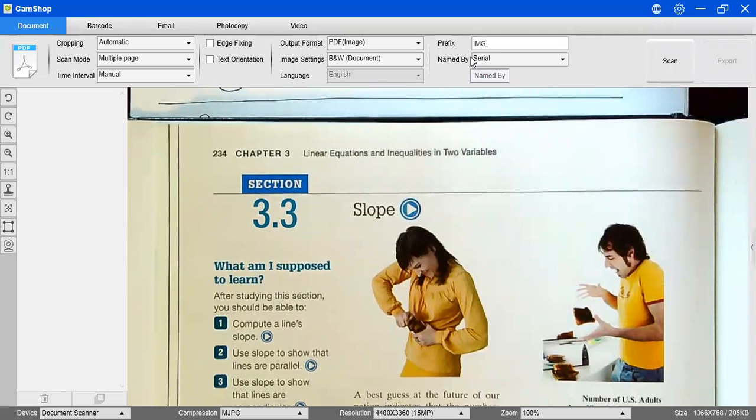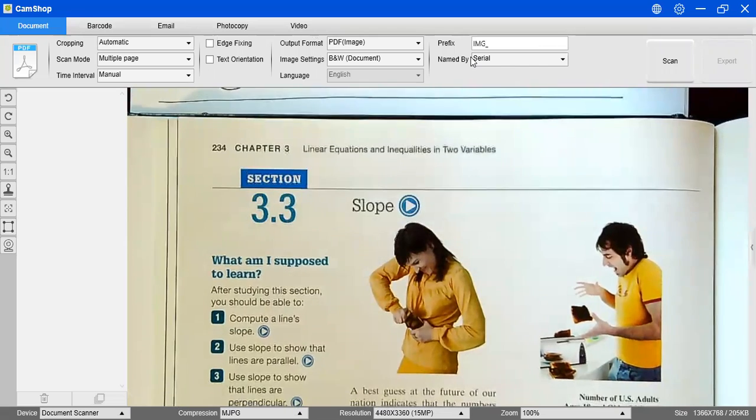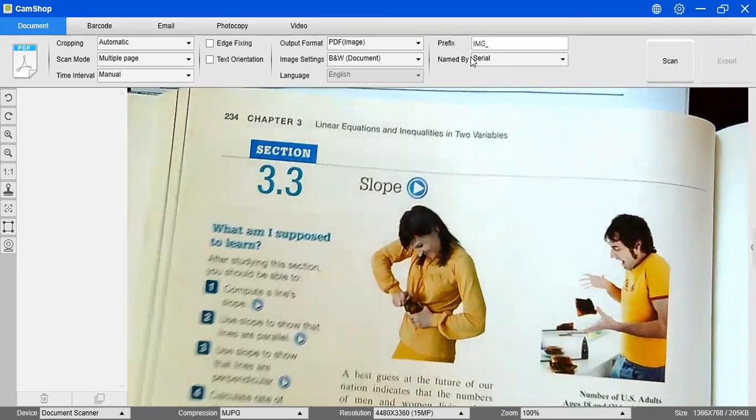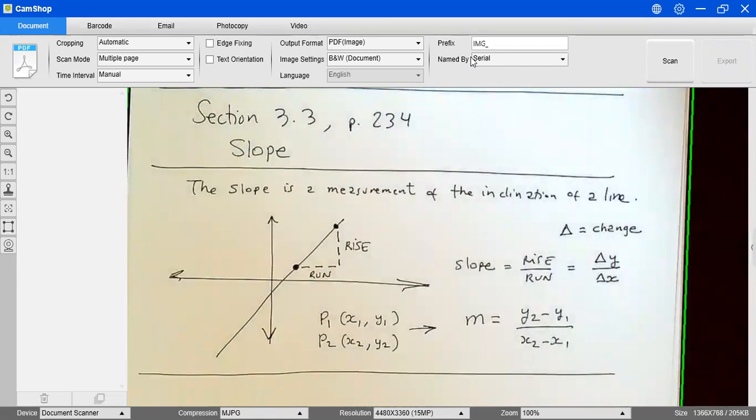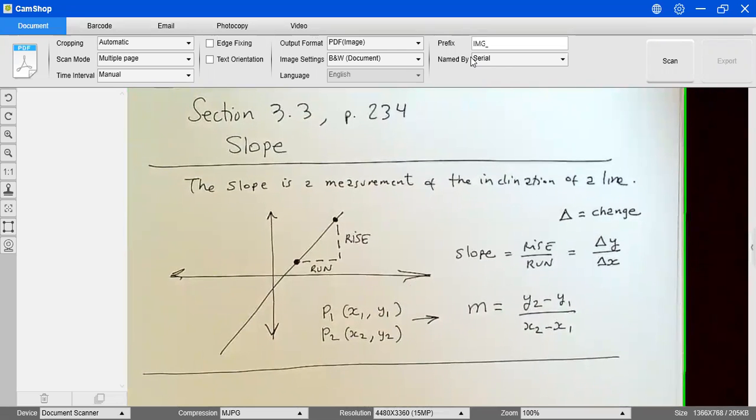Now we're going to end our lecture today by working on section 3.3, which starts on page 234 and is about the slope. This is a very important feature of a linear equation. This is a quantity that we're going to deal with a lot of times. The slope is just a measurement of the inclination of a line. It's a number that says how steep a line is.